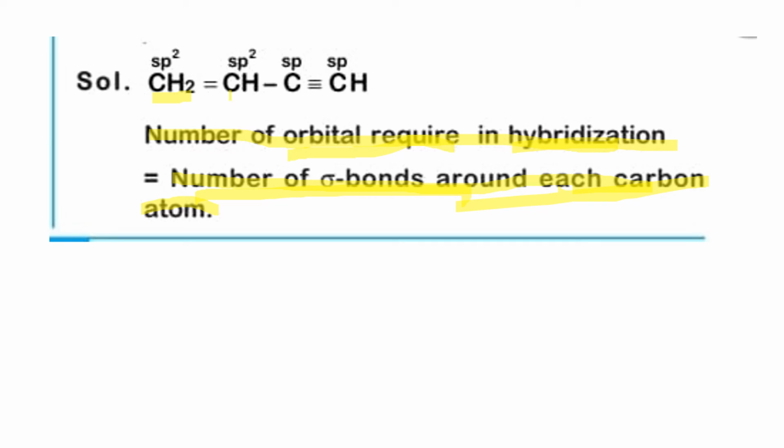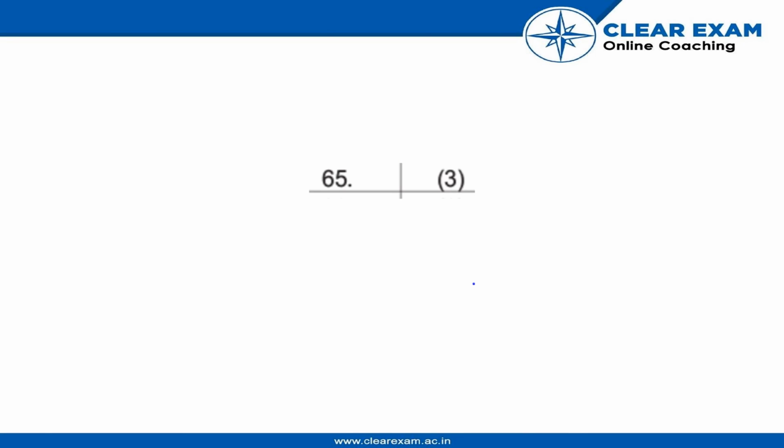Here is the sp2, here is also the sp2, because the double bond is over here, and here is only the one sigma bond, so it is sp, and here is also the one sigma bond, so it's sp, and here both they are two sigma bonds, so it's sp2. So the correct answer will be option second. That's what is correct.